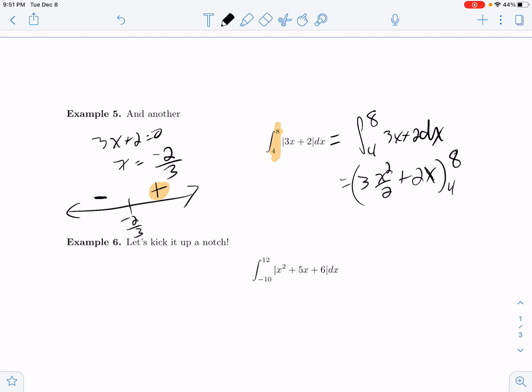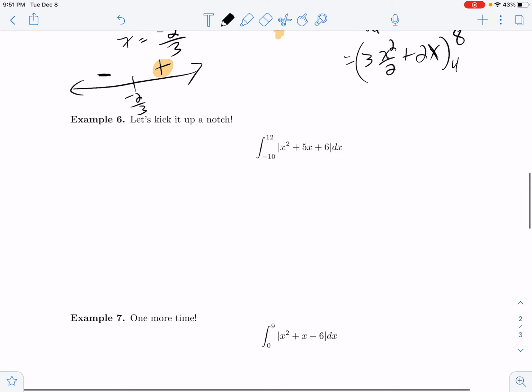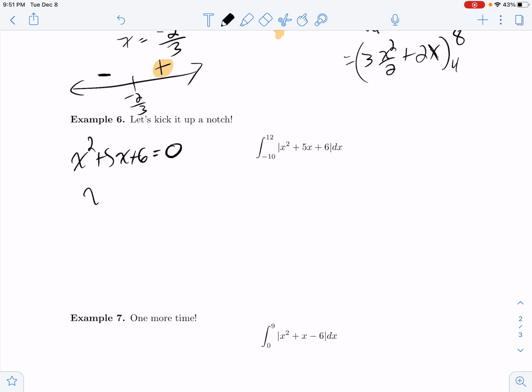All right, we'll kick it up a notch. So here we go. We've got something just slightly more complicated. So we set it equal to 0. x squared plus 5x plus 6 equals 0. And we solve this our favorite way: quadratic formula, completing the square, factoring, whatever you want to do. And get x equals -2 and -3. Make our sine chart.